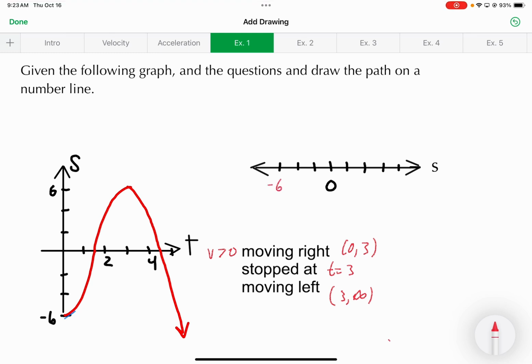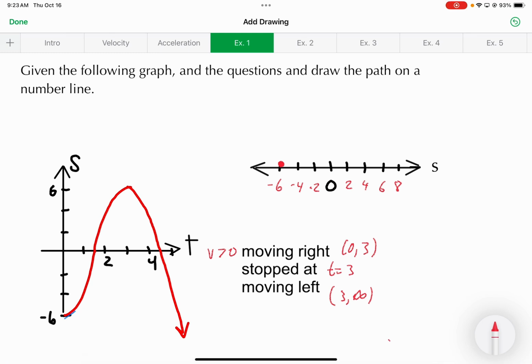-6. So my S value starts at -6. Let's just put some values on here. I think skipping by 2s is the move. All right, so I start at -6. Now what I'm going to do, really, here's what's happening, okay? And I don't know how well you can see it.